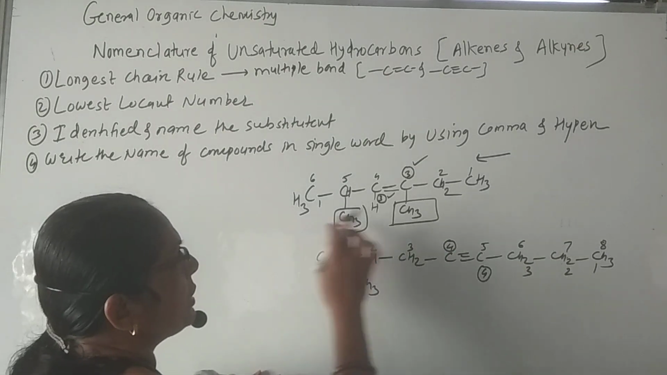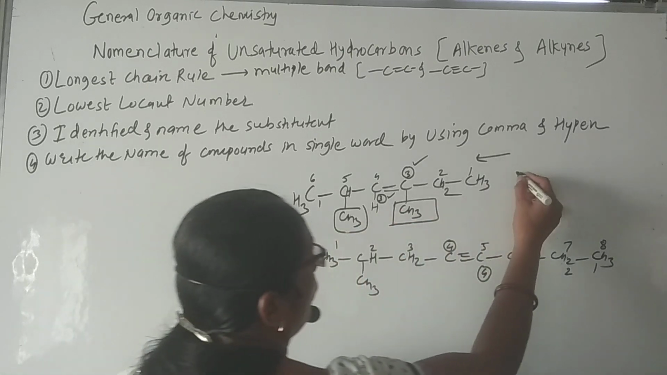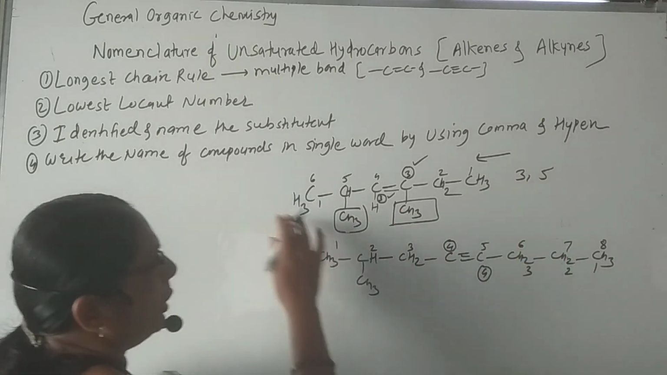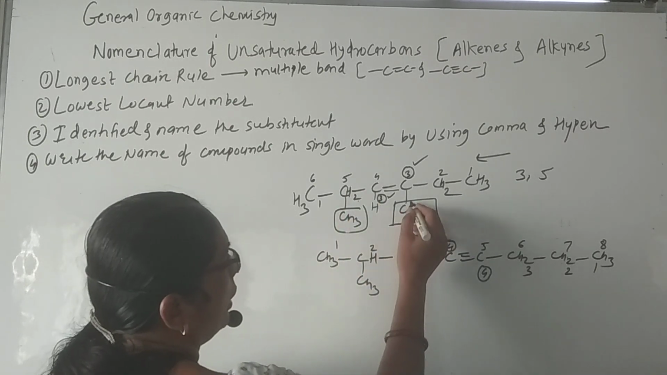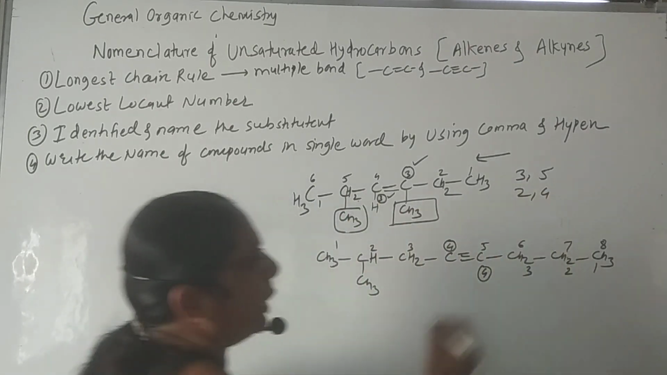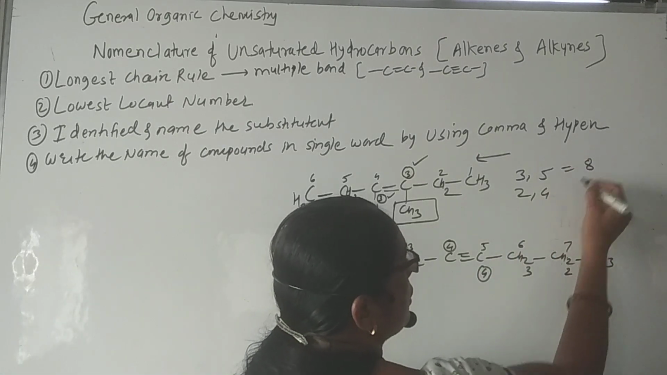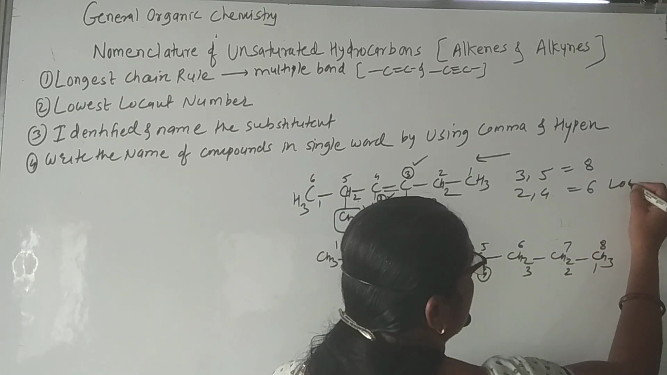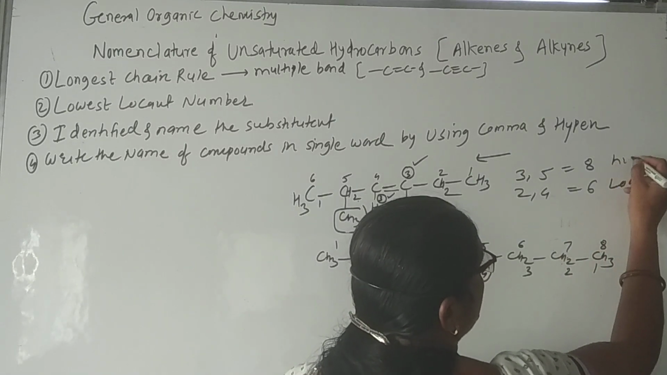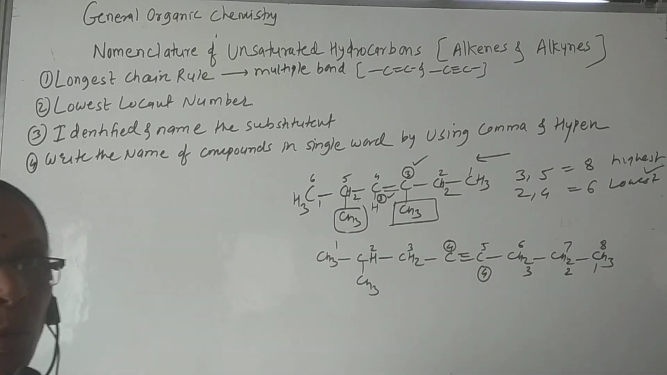If I go from this side, the branched groups have numbers 3 and 5. The local numbers are 3 and 5. But if I go from this side, 1, 2, it has 2 and 4. So the local numbers are 2 and 4. So what is the lowest? What is the sum? Here the local sum is 8, and here the local sum is 6. So which is the lowest sum? 6 is the lowest sum, and 8 is the highest sum. So we prefer the lowest sum of the local numbers.